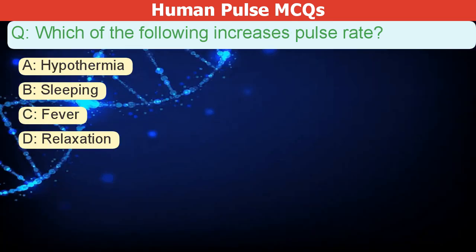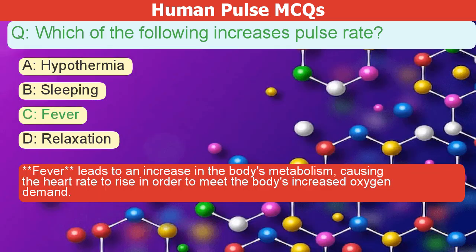Which of the following increases pulse rate? A. Hypothermia. B. Sleeping. C. Fever. D. Relaxation. The correct answer is C. Fever leads to an increase in the body's metabolism, causing the heart rate to rise in order to meet the body's increased oxygen demand.